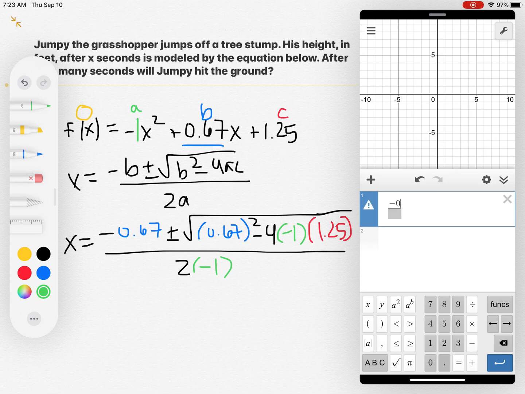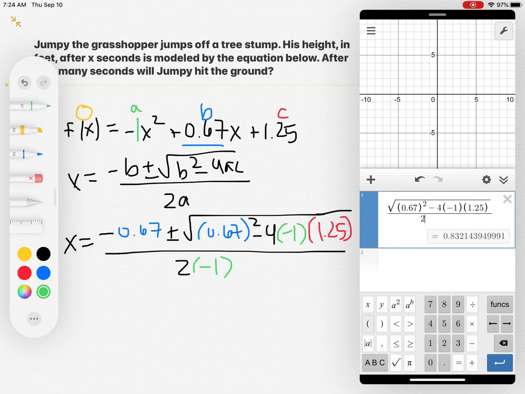Division key first. Type in the top of your fraction very carefully. Make sure your decimals are in the right spot. I almost didn't do that. Don't forget that squared. Okay, we're done with the top of our fraction. Click down in the denominator, 2 times negative 1. So they tell us negative 0.83 when we round to 2 places.